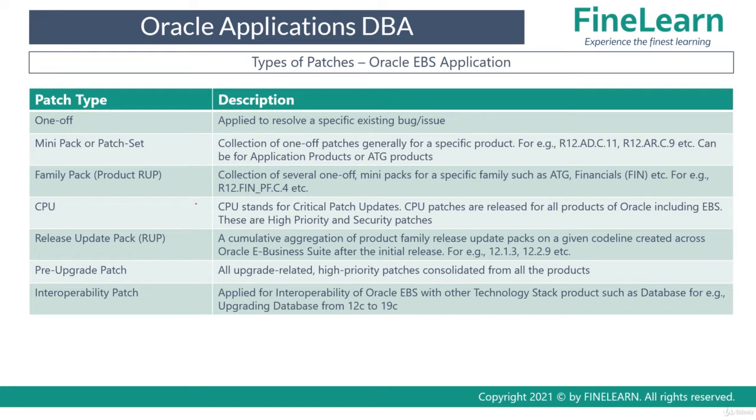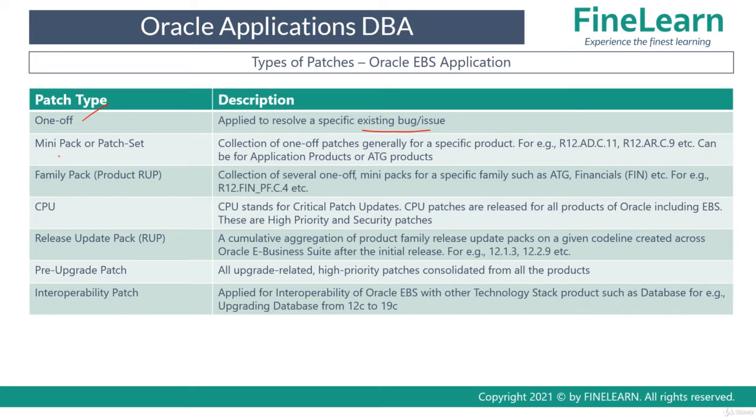So first, what are different types of patches in Oracle Business Suite? One of the most frequently applied patches is a one-off patch. A one-off patch usually is applied to fix a specific bug. For example, one day a functional consultant can come to the DBA and say that they have a data issue and they need a patch to fix that specific data issue. Then the DBA will download that specific bug or patch and apply that patch to fix this specific bug. That is usually called a one-off patch.